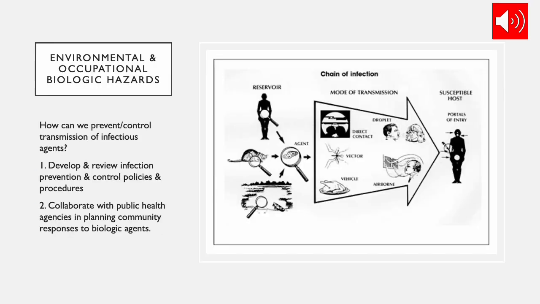So how can we prevent or control the transmission of infectious agents? Well, we need to develop and review infection prevention and control policies and procedures. Hospitals usually have a team of people that do this, and this is their job. We need to collaborate with public health agencies in planning community responses to biological agents.